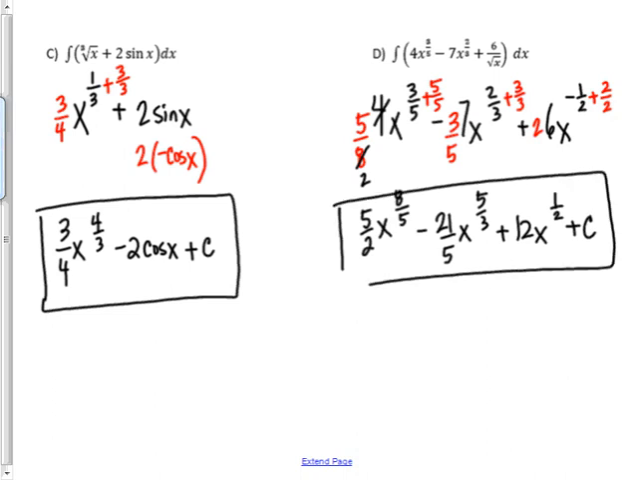If you want to go back and fix that, x to the 1/2 is the square root of x, you can, but it's not necessary.